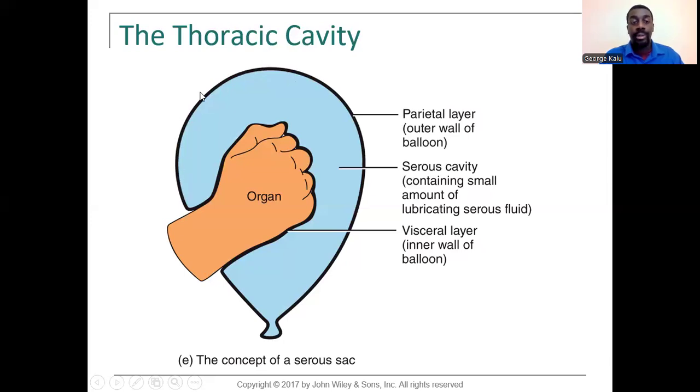So again, this is all the same tissue. The only difference is where exactly it's found. Immediately overlying the organ, it's going to be referred to as visceral layer. But once you are no longer overlying the organ and you're now lining the cavity, this is referred to as the parietal layer. So hopefully that makes sense. Again, we'll clarify that more if there's still confusion on Monday.